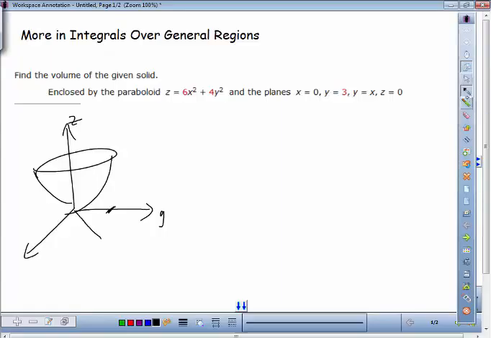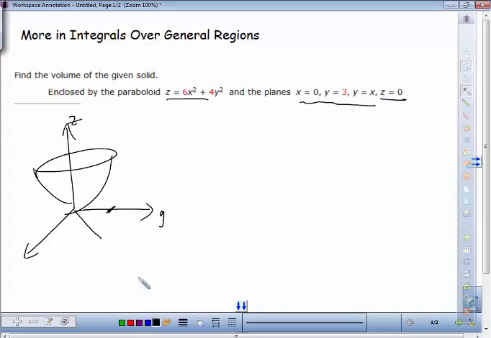But let's see if we can visualize this without a picture. Let's imagine how this thing might look. We have a paraboloid and the xy plane, z is equal to 0. It looks like this paraboloid is above the xy plane, so we're looking at some volume between the xy plane and this paraboloid. So I think what's left is to take a look at the shadow that this is going to cast on the xy plane.